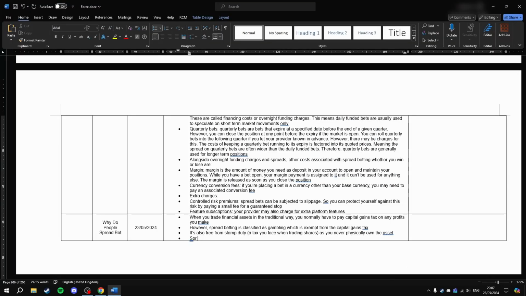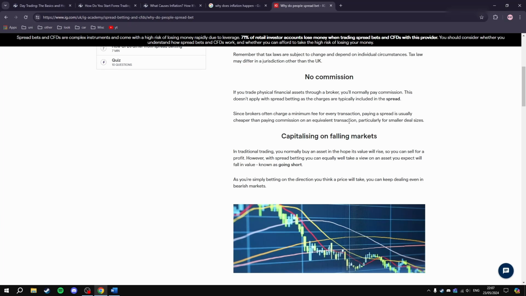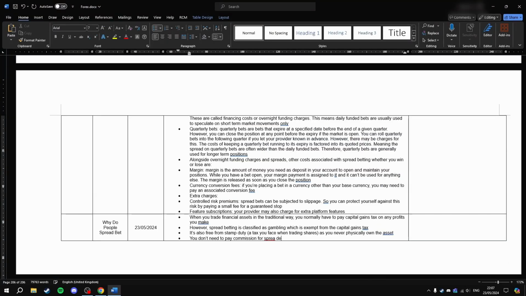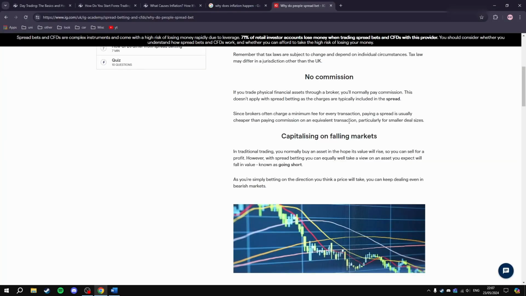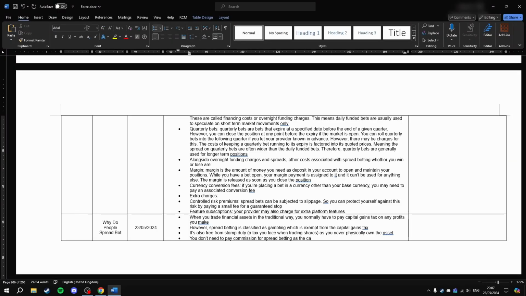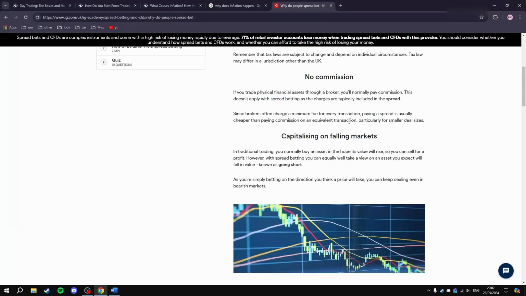Spread betting: you don't need to pay commission for spread betting, as the charges are typically included in the spread.